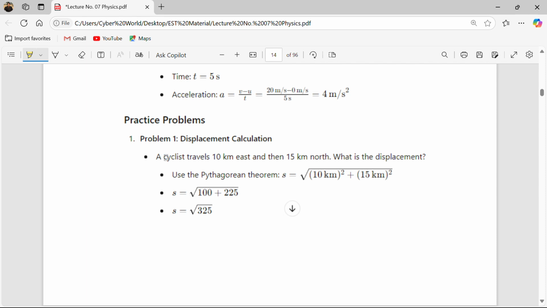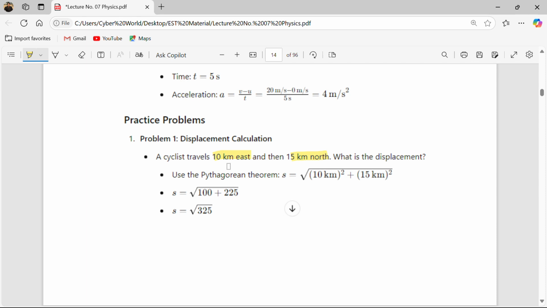So some problems really can come from this, like displacement calculation. A cyclist travels 10 kilometers east and then travels 15 kilometers north. What is the displacement? So you just use the Pythagoras theorem.